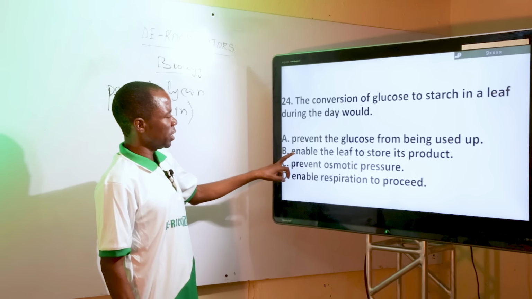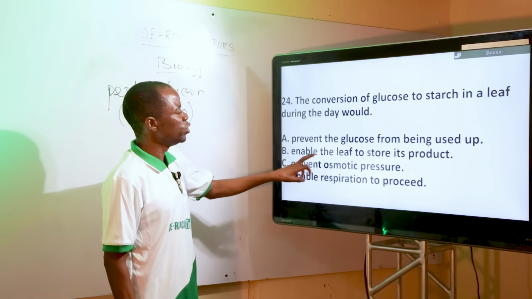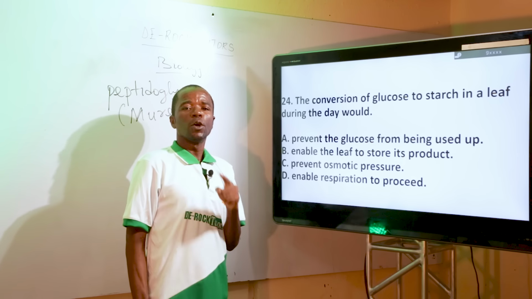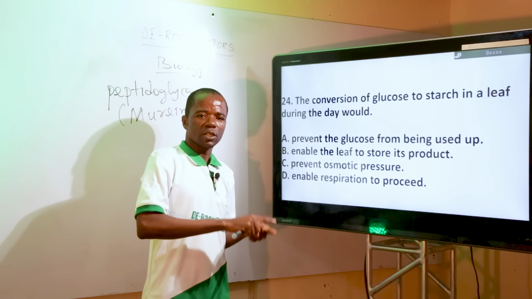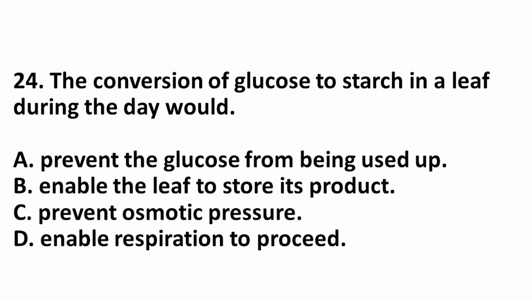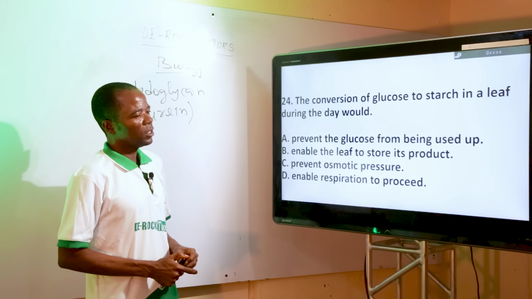And the correct answer here is option B, to enable the leaf to store its product. What product are we talking about here? Glucose. The glucose has to be converted to starch so that it can be stored in the leaf. So once again, the correct answer for number 24 is option B. Let's go to number 25.